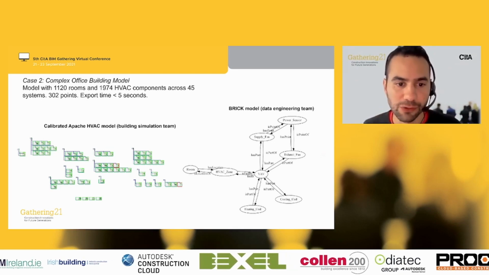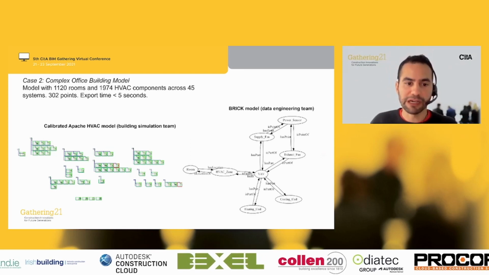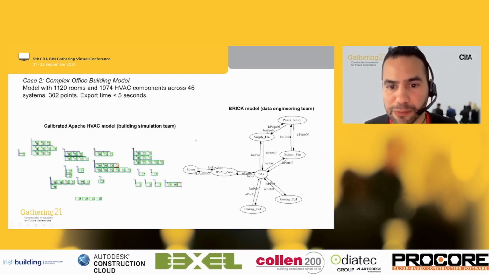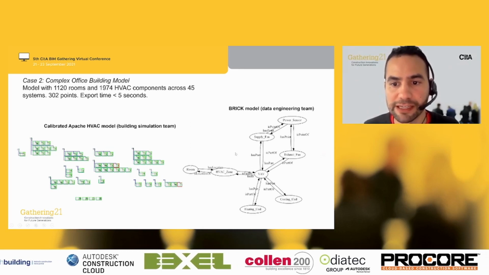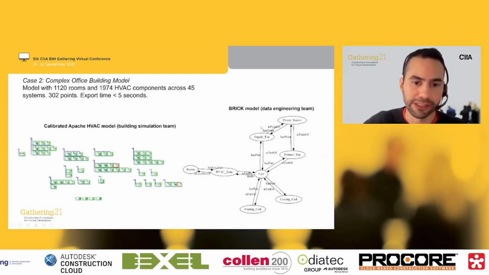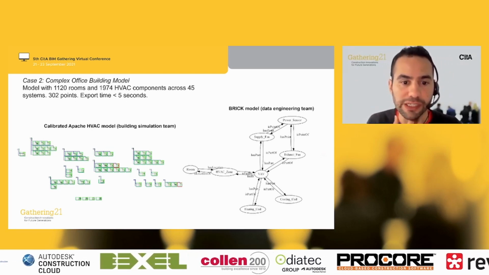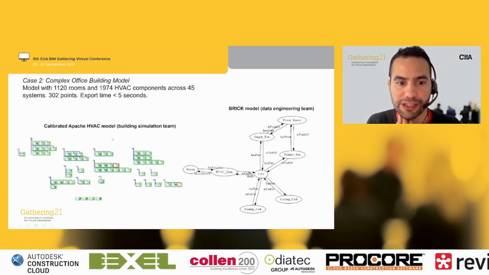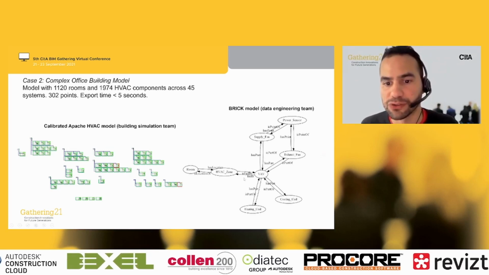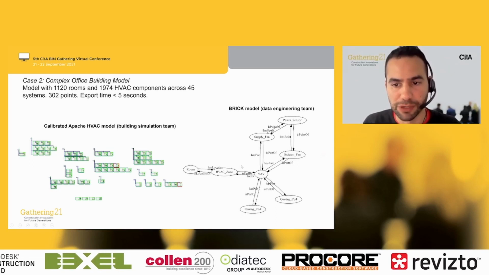So on the left-hand side, you will see the work from the building simulation team after they calibrated their model. And then what we did was to say, okay, let's make sure that we have the equivalent brick model, so this brick model can be deployed into the databases and so on. It took less than 5 seconds once the algorithm was ready. And we could see that this HVAC airside network is simplified into this type of brick representation containing the equivalent information.